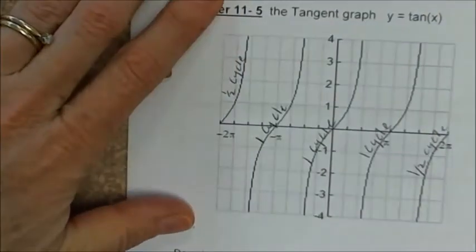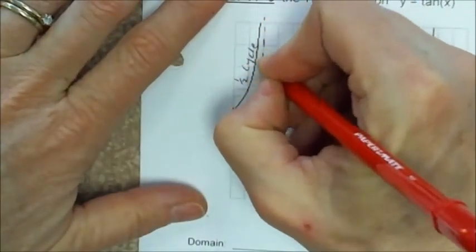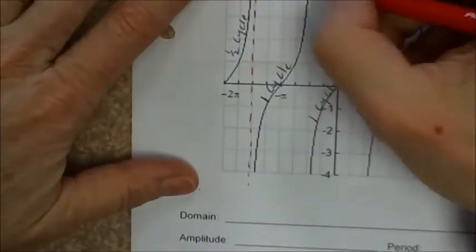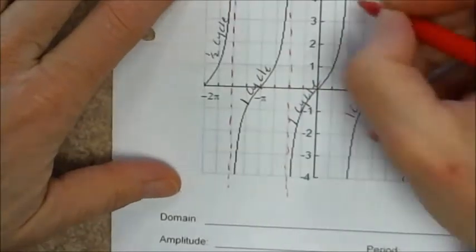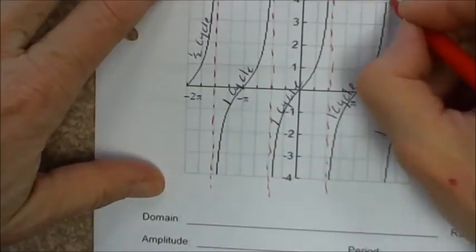And in between each cycle, you're going to have to put this in here. I would like you to put dotted lines because these are the asymptotes. You have an asymptote in between each cycle of the tangent curve. So let's dot our asymptotes.